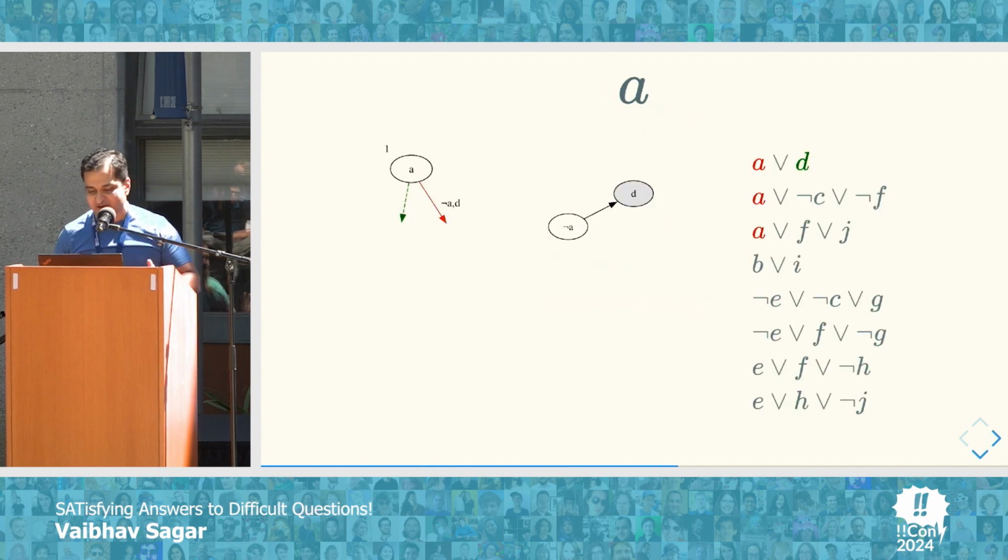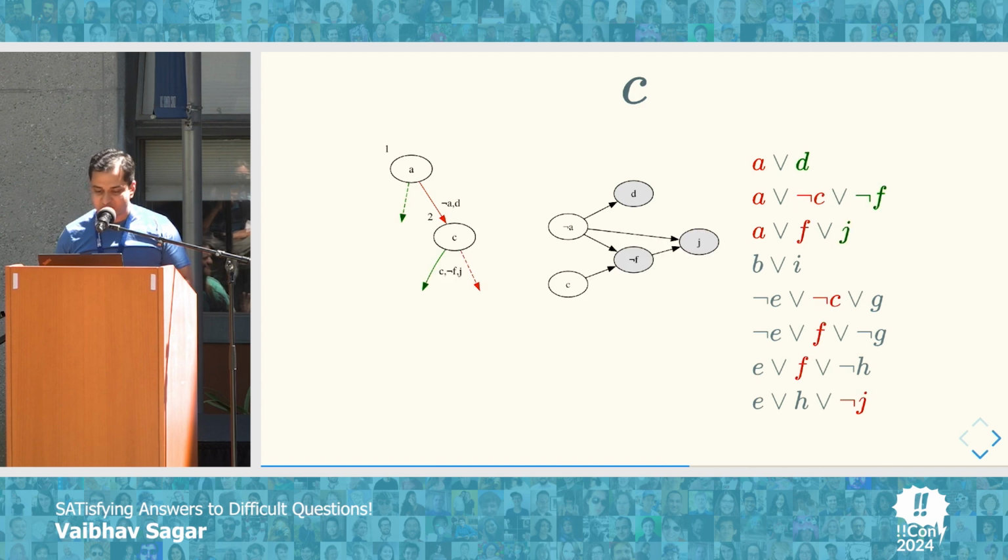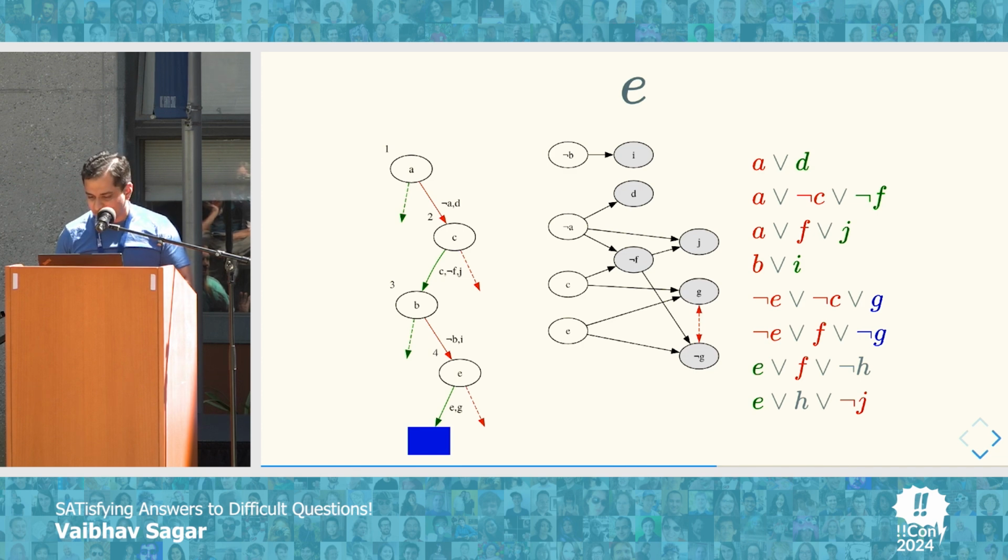And we start out and we assign false to A, which implies D must be true. Then we go ahead and assign true to C, which implies F must be false and J must be true. Then we go ahead and set B to false, which implies I must be true. And then we say that E must be true. And now we have a problem because based on the clauses, we have G and not G. So we have another conflict.